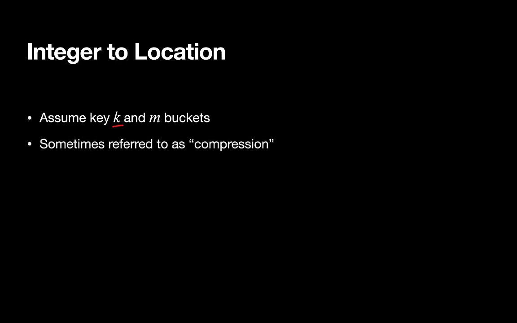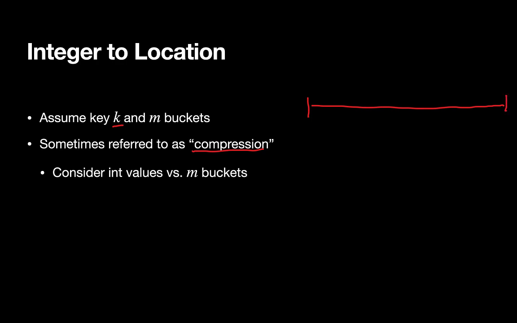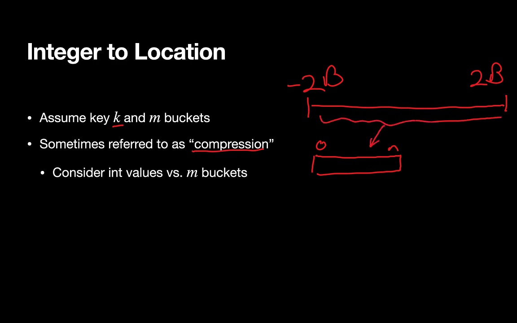What we're doing is sometimes referred to as compression. To see why, think about the int values versus our m buckets. If we think about our integers as kind of being a segment of the number line, they go from about -2 billion up to about 2 billion. And if we think about our buckets as being an array, it might be relatively small. It will go from 0 up to n. And we're probably assuming that we have fewer than 4 billion buckets for most examples. So you can kind of think of the entire range of this number line as being squeezed down or compressed into our available buckets.